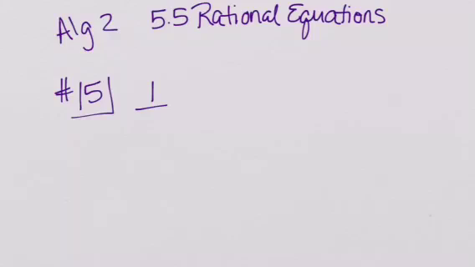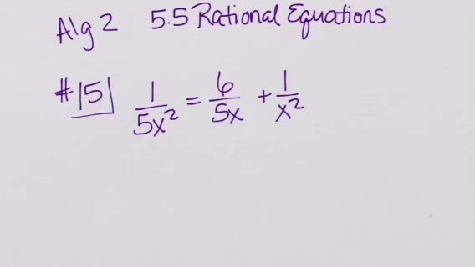Okay, so what it says is I have 1 over 5x squared, and that is set equal to 6 over 5x plus 1 over x squared. So this time I have 3 fractions, and it's an equation, so I need a final answer that says something like x equals whatever the answer is. That will work to make this true.